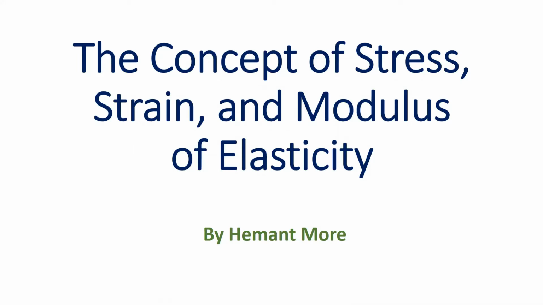The property by virtue of which material bodies regain their original dimensions, size, shape or both after removal of the deforming force is called elasticity. The material exhibiting elasticity is called elastic material and the body is called an elastic body. Examples: rubber, steel, aluminum, copper, etc.